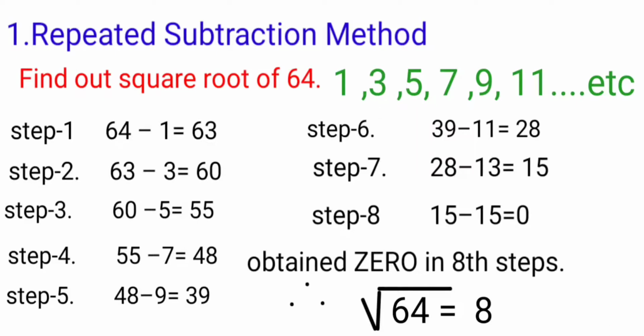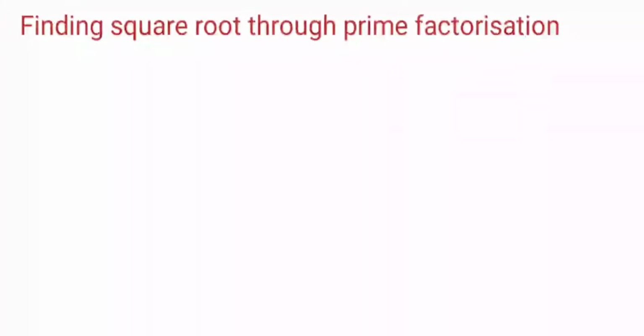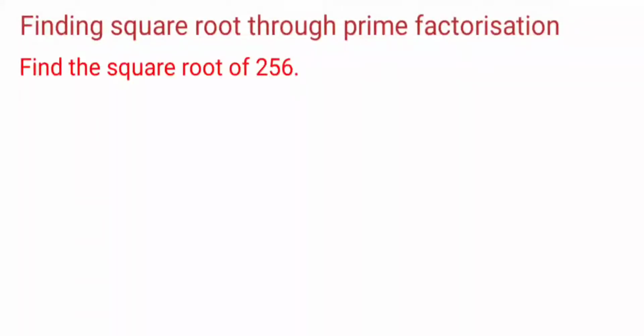We obtained 0 in 8 steps. When you subtract successive odd natural numbers, the square root of 64 is 8.